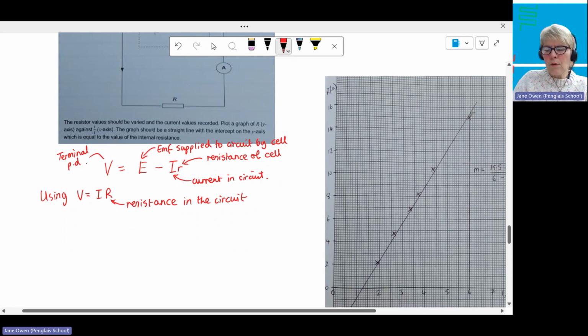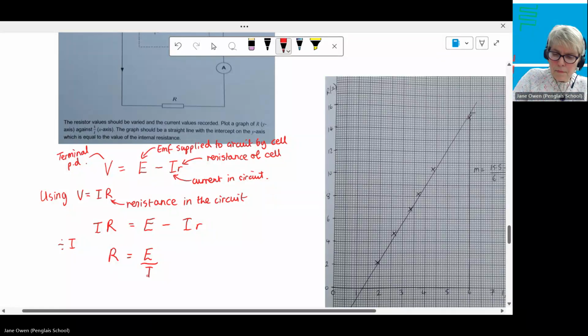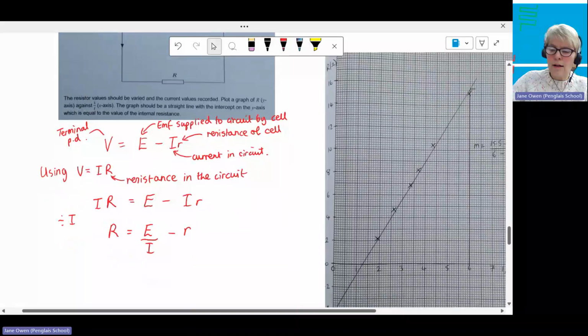Okay, so if we use V equals IR, we get an expression IR, keeping my R big for the resistance in the circuit, equals E minus Ir. And what I'm going to do is divide by I because I've got two I's there and I only want one I. So I'm going to have R equals, so divide by I all the way through, E over I minus I r over I. The I's will cancel, so I'll just get little r.